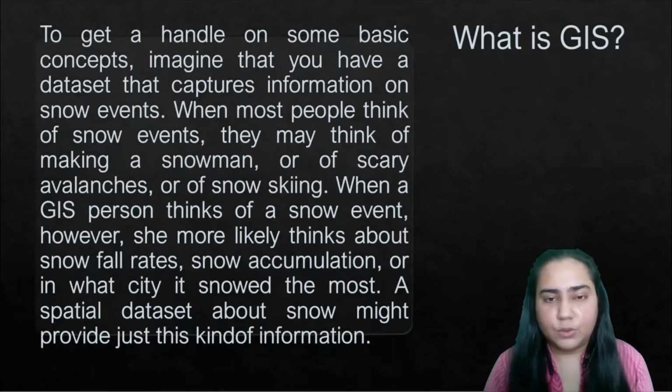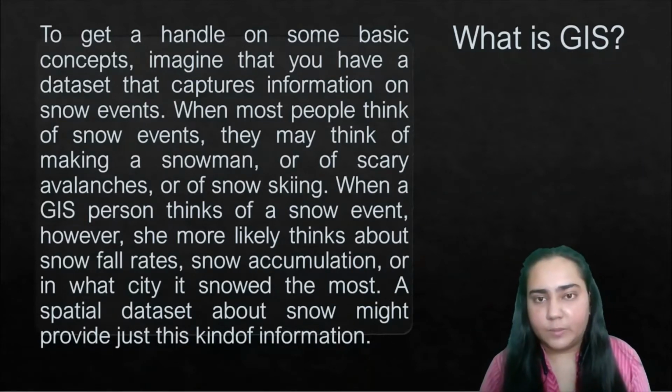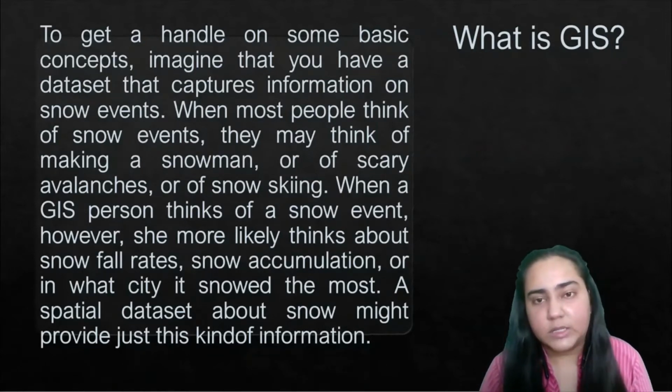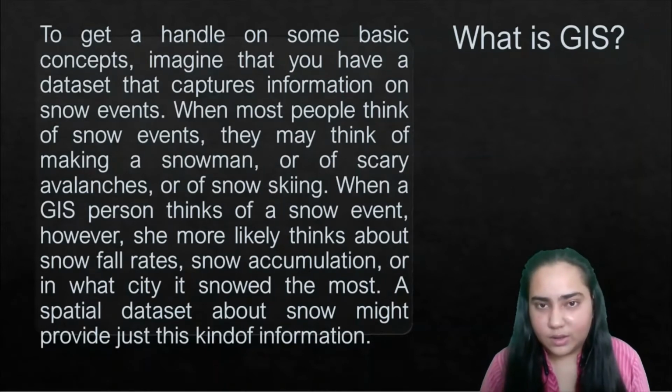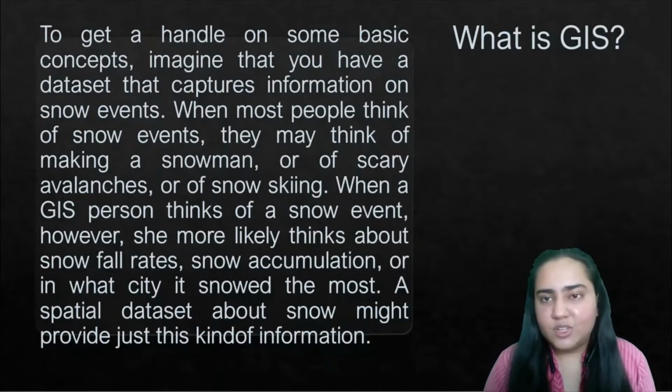So you want to show on your map what the snowfall rate is, what the snow accumulation is, and in which city it snowed the most. If you've ever watched a weather channel that gives weather forecasts or news about the current weather, you always see behind the news reporter a map that contains all the details: the temperature of this area, the temperature of that area. That's just what we want to create using GIS.